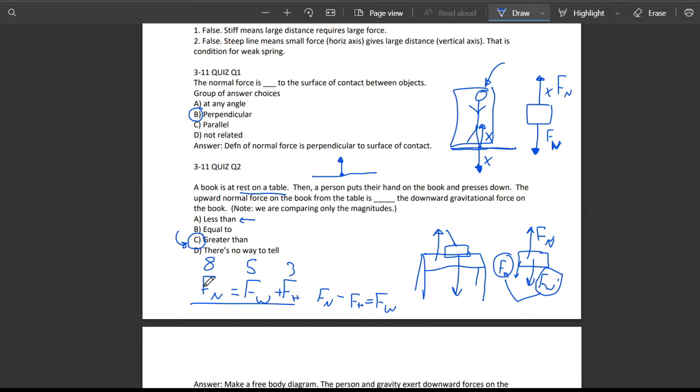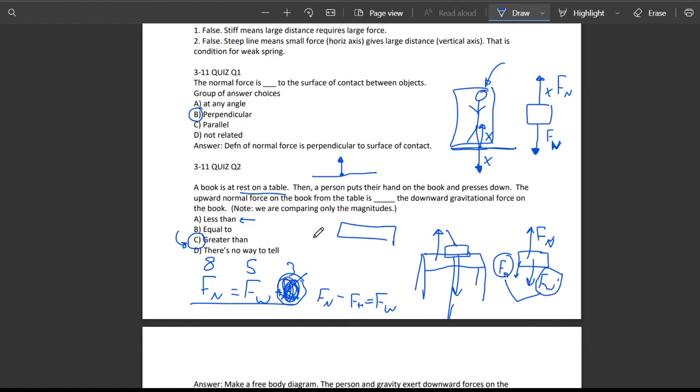Same with if it was equal to, because we still have this second force acting downward. If F sub n, so let's just scribble that out. If F sub n, if the normal force was equal to the gravitational force, then when we are considering us pressing down on that book, we basically break the table. Like, there goes our table.